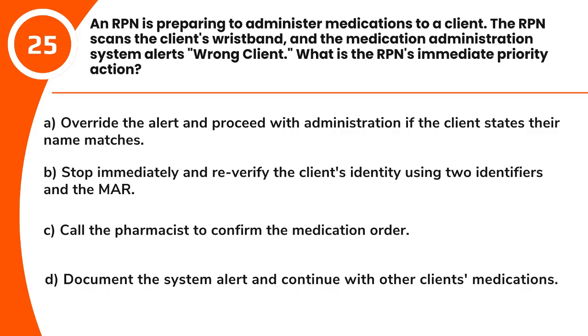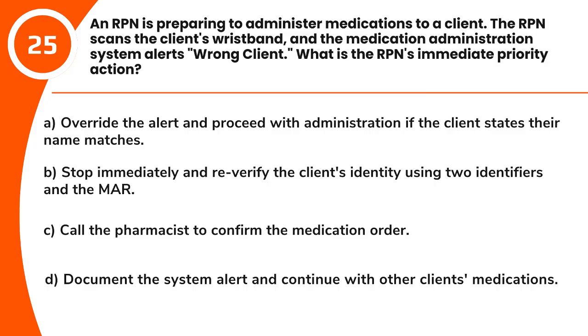An RPN is preparing to administer medications to a client. The RPN scans the client's wristband, and the medication administration system alerts wrong client. What is the RPN's immediate priority action?